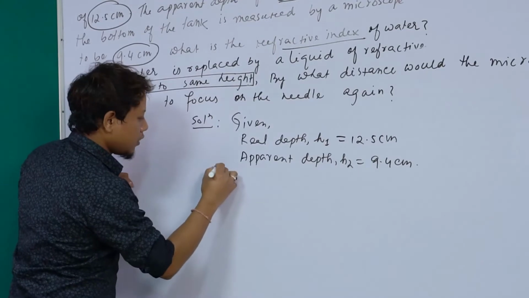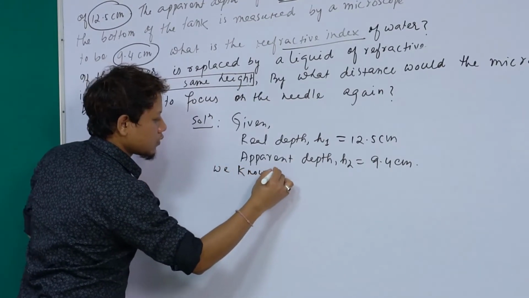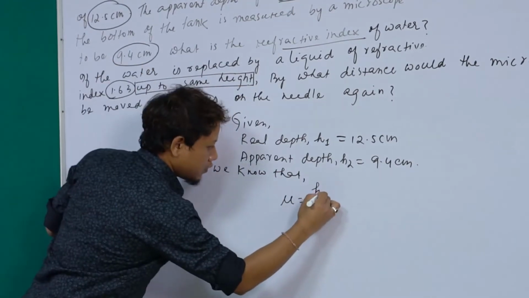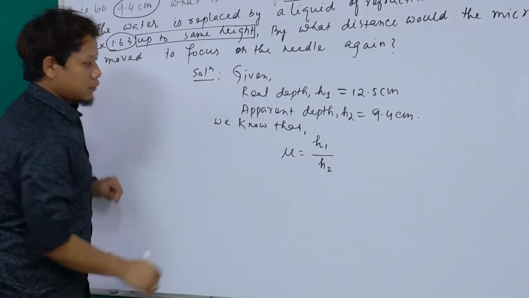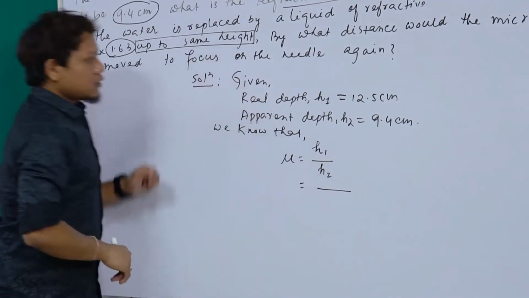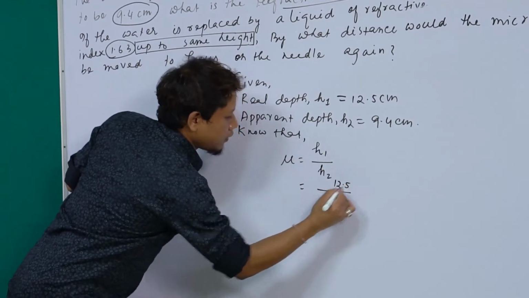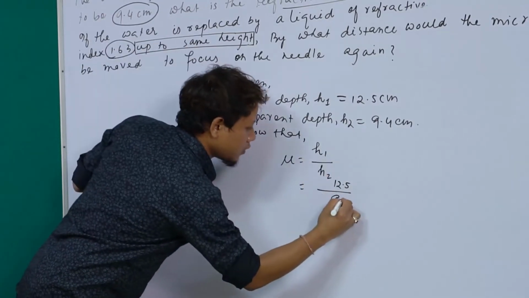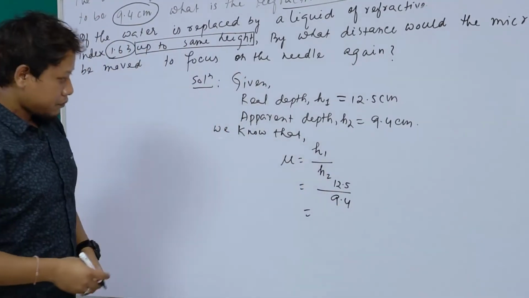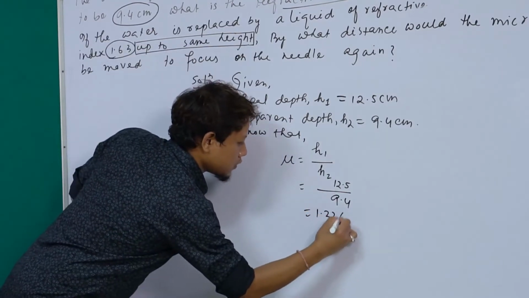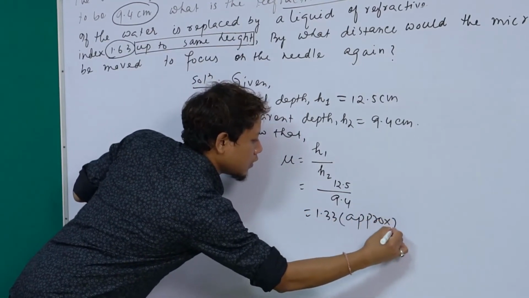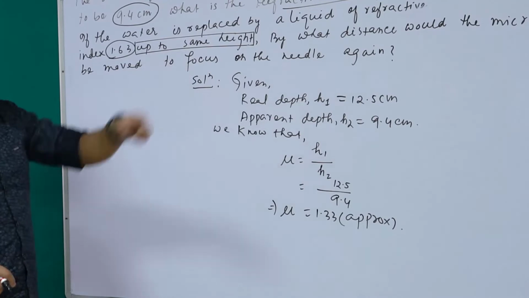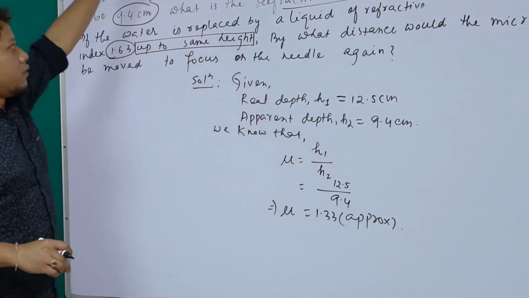We have a formula. We know that refractive index is given by real depth divided by apparent depth. The value of real depth is 12.5 centimeter, and the value of apparent depth is 9.4. If we use a calculator, the answer will be approximately 1.33. This is the required refractive index of the water. So we have solved the first part of the question.